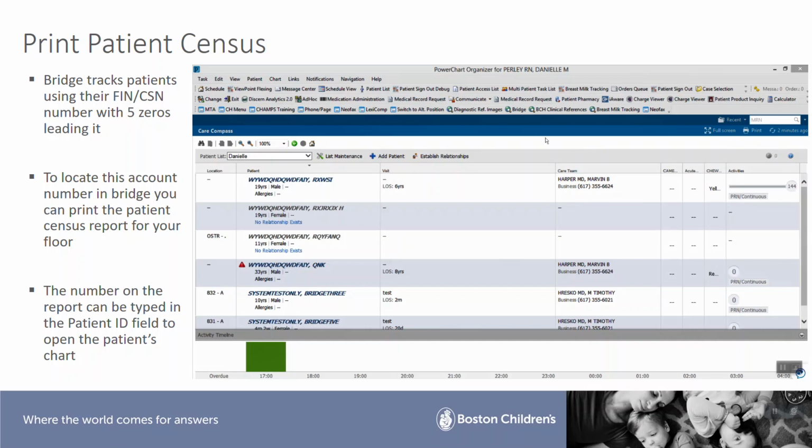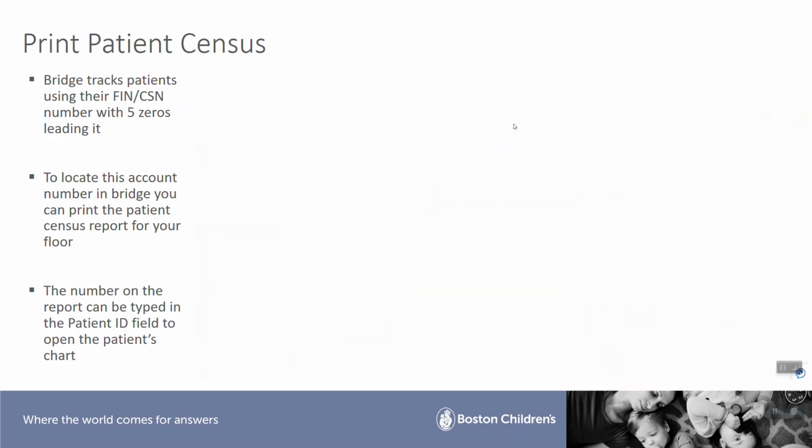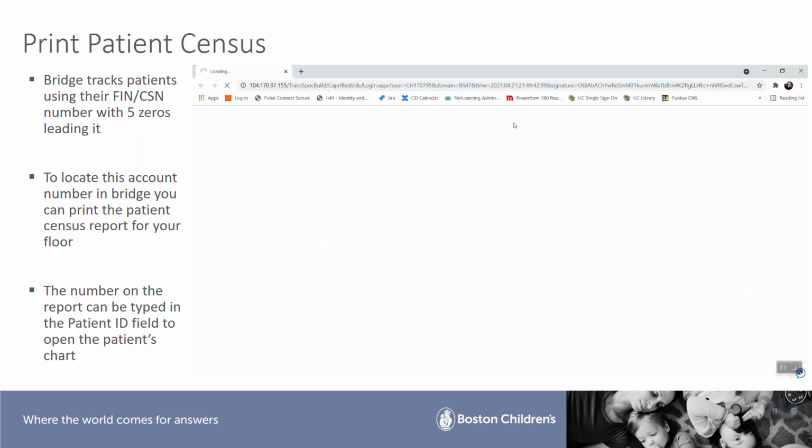The patient census will be how you can see account numbers for patients in Bridge if you do not have a bracelet to scan. Click on the Bridge icon in PowerChart to open the Bridge system. When Bridge opens, it will automatically sign you in.